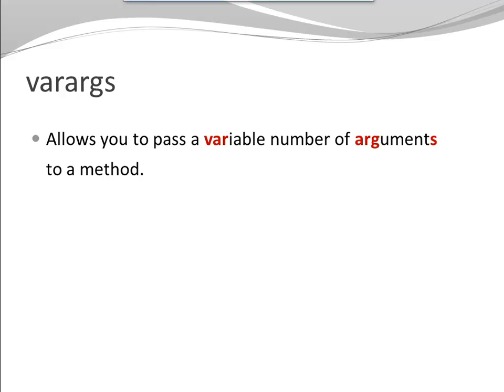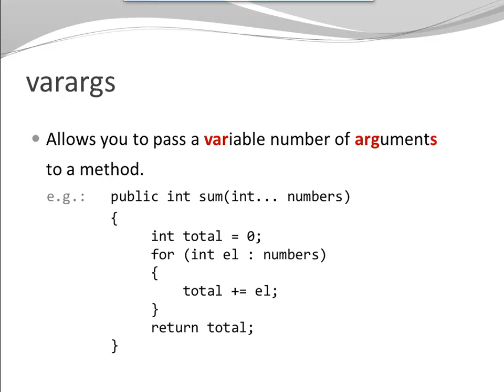Varargs allow you to pass a variable number of arguments to a method. Let's look at an example. Here I have a method called sum. Notice the three dots right after my type. They're called an ellipse. The type in combination with the ellipse indicate that this method can accept a variable number of arguments.